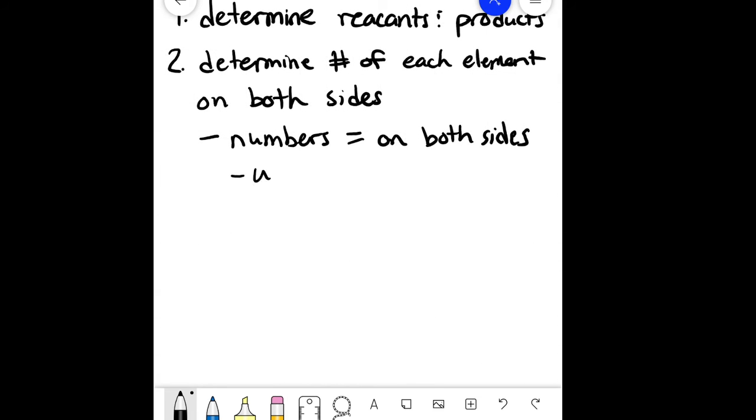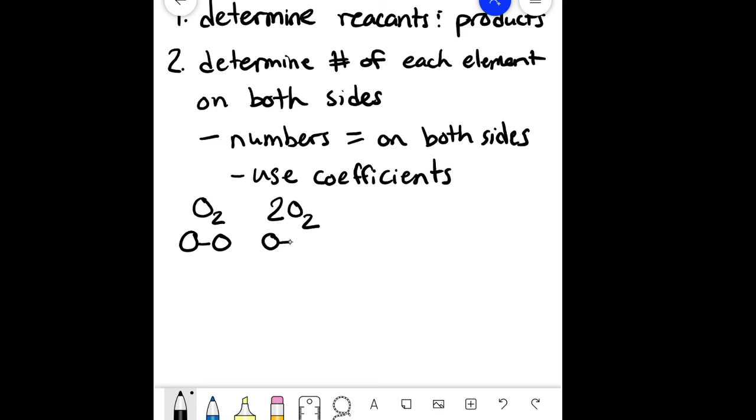And then to do that, we use coefficients. We don't use subscripts. Subscripts kind of say how many atom particles are in there, while coefficients tell you how many of that element you have total. So if I had O2, that means I have 2 oxygen atoms together, but if I had 2 O2, that means I have 2 sets of 2 oxygen atoms together. So like this would be like this, while this would be this, if that makes sense. So don't change the subscripts. Those are going to stay, but you can change these coefficients in front.